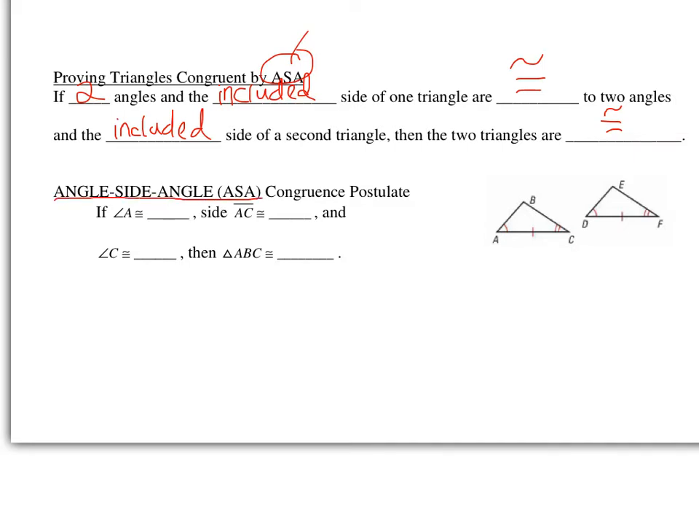So in our picture over here, you can see that angle A is going to be congruent to angle D. You can see that side AC is congruent to side DF. And then our angle C is congruent to our angle F. So if you notice, we've got an angle, then a side, and an angle. So it has to be in that order. Then we can say that our two triangles are congruent. So the first one is set up as A to B to C, so our other one needs to go in the same order. So it'd be D to E to F.